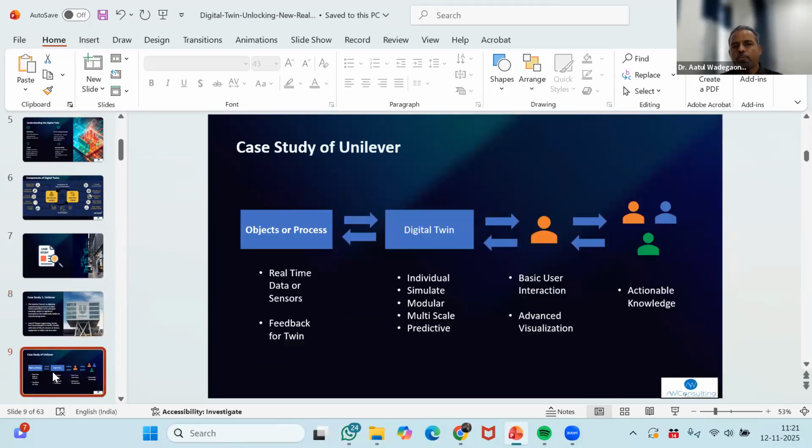In the case study of Unilever, the objects or the processes were taken up first. They were connected to sensors of various types, and a feedback mechanism was developed. Digital twins are used for individual processes to simulate, to modulate, to scale up, and to predict. The basic user interface was provided with advanced visualization, and this has led to actionable knowledge.